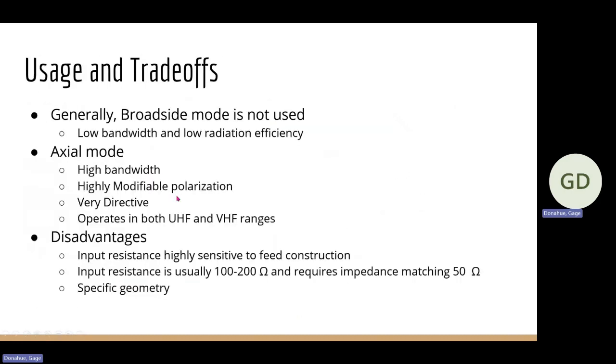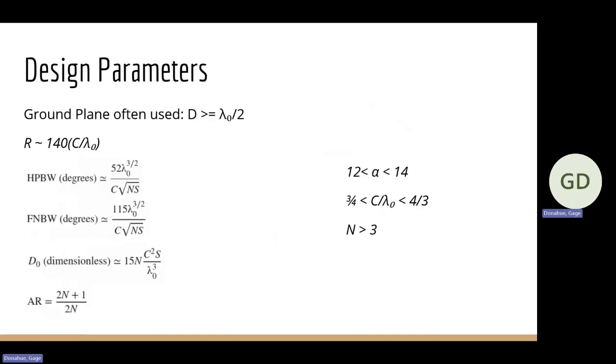It's also much more directive, and it can operate in both ultra high and very high frequency ranges, 30 megahertz to several gigahertz. A couple disadvantages of the helical antenna: that input resistance gets a little funky. It's very sensitive to the feed construction, whether using a pin or a coaxial cable. The input resistance itself is usually between 100 and 200 ohms, referring back to this equation, 140 times just about any fraction in this range. It's going to be between 100 and 200.